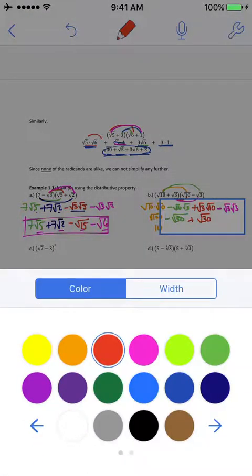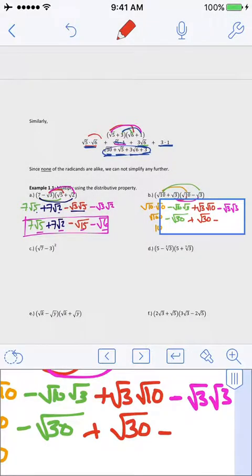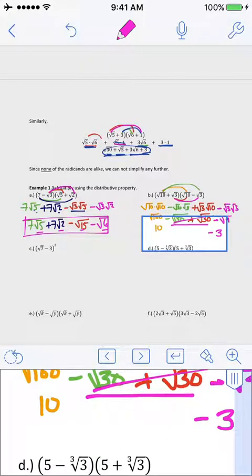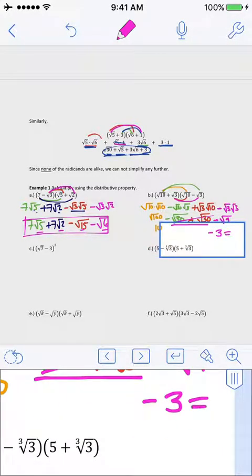And then the last one, we have square root of 3 times square root of 3. That's going to be the square root of 9, which reduces down to 3, negative 3. And then if we check the middle here, we have two like terms. Square root of 30, square root of 30. Negative 1 and 1, so I'd add their coefficients. Negative 1 plus 1, they end up canceling each other out. I'm just left with 10 minus 3, or 7 as my final answer.